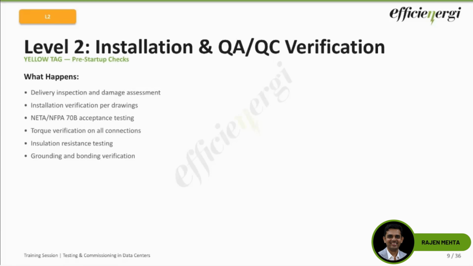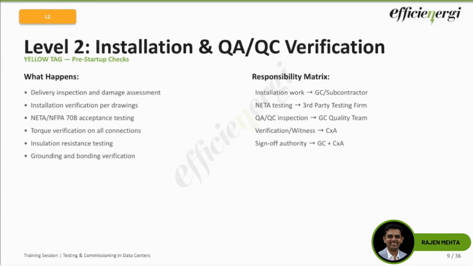As far as responsibility is concerned, I want to also highlight that there are different stakeholders here. The contractor will do the installation work. The testing agency, like the NETA testing agency, will do the acceptance testing. The commissioning agency, CXA, will do the verification and the witness. And together, the GC and the CXA are responsible for signing off the L2 stage. That's the core important part.